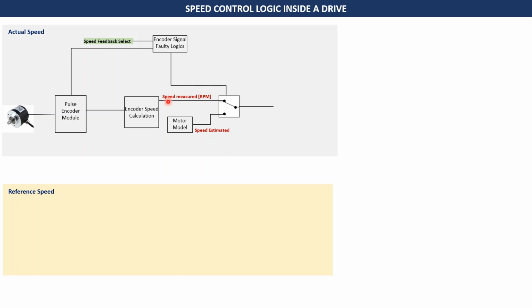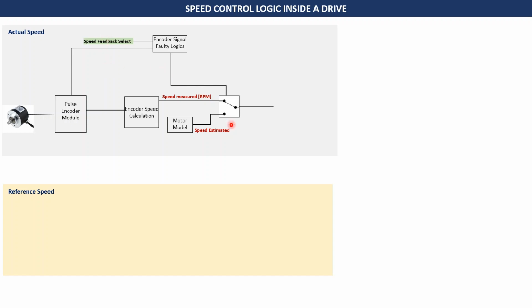Now, the parameters you see here in bold red are the parameters which can be read in the drive, while the green boxes, the green background parameters that you see, are the parameters for which the user can set a value in the drive.